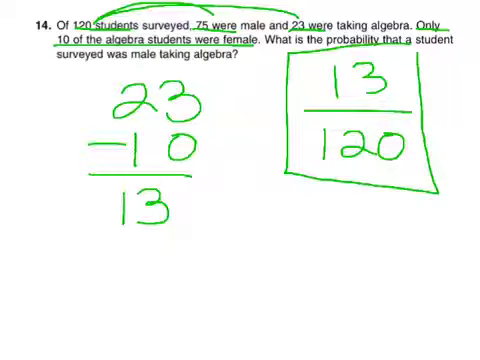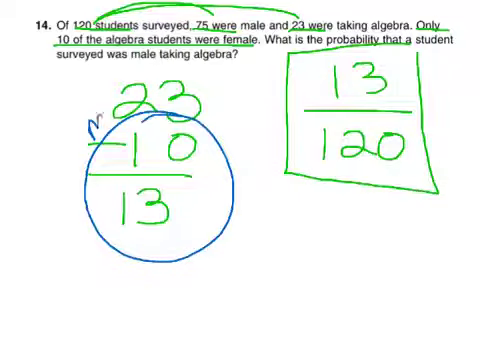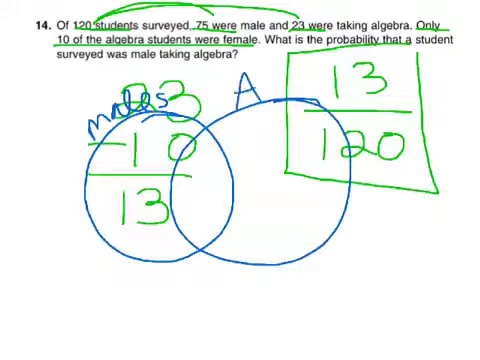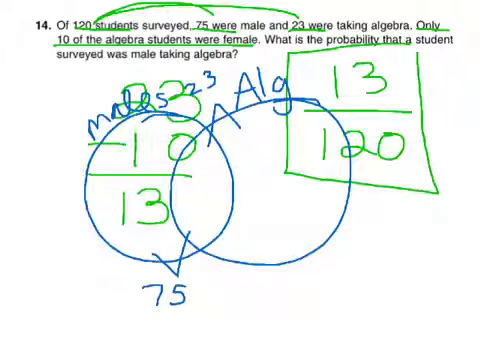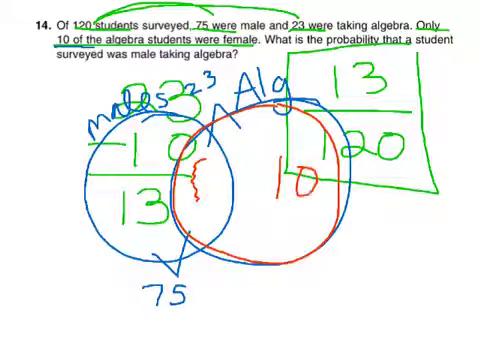All right, so we have males, and we have taking algebra. These two should add up to 75 because there are 75 males, and these two should add up to 23 because there are 23 taking algebra. Now it says there were 10 female algebra students, so they would be in the algebra circle, but they are not in the male section of the circle. So we'd put the 10 right here.